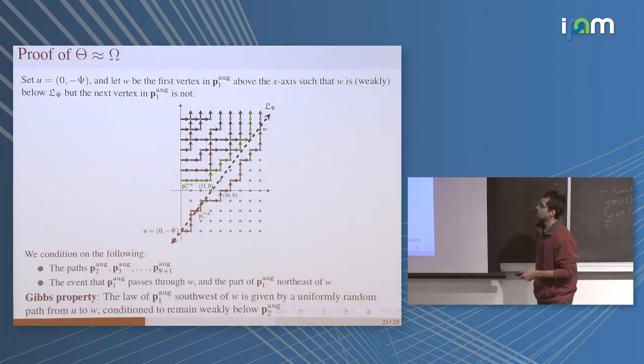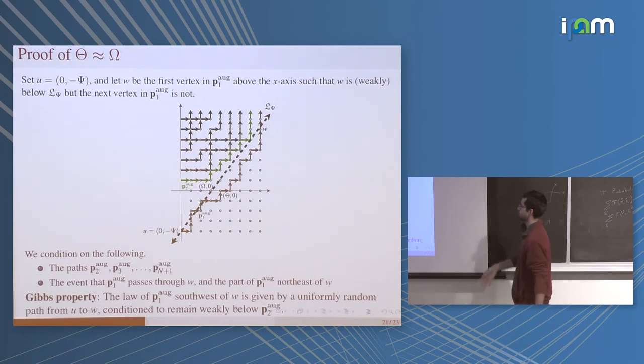Okay, so I'm going to condition on the following data. I'm going to condition on all of the paths p2 aug, p3 aug. I'm going to condition on the green path and everything above it, and I'm also going to condition on everything in the brown path above W. So all of the randomness is left between this vertex, which I call U, and W.